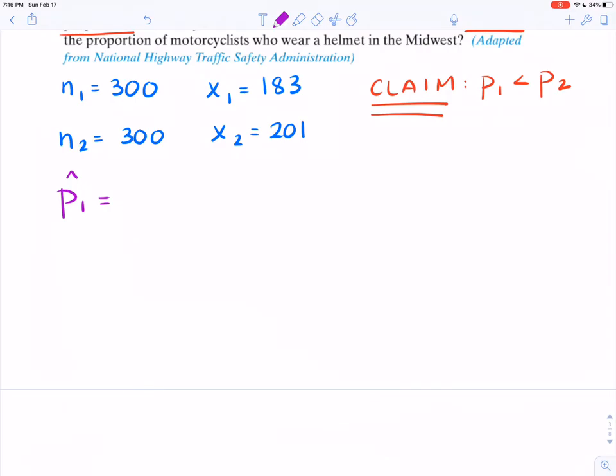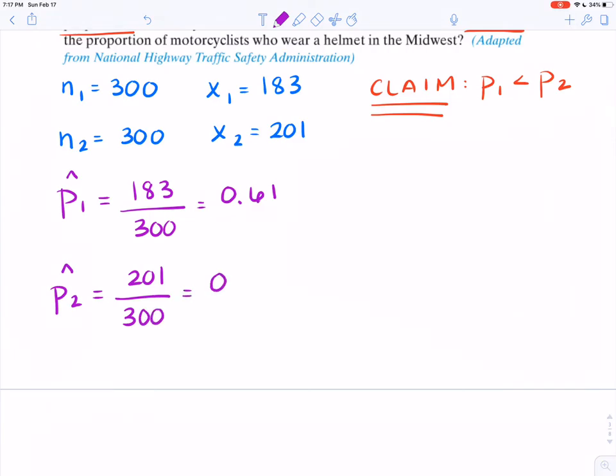So the sample proportion for group 1 is going to take the 183 who wear a helmet, divide by the 300 total, and that's going to give me a sample proportion of 0.61, or about 61% of the first group. I'll do the same thing for my second group. My sample proportion there will take the 201 people who wear a helmet, divide by its total of 300, and give me a sample proportion of 0.67, so about 67% in the second group.